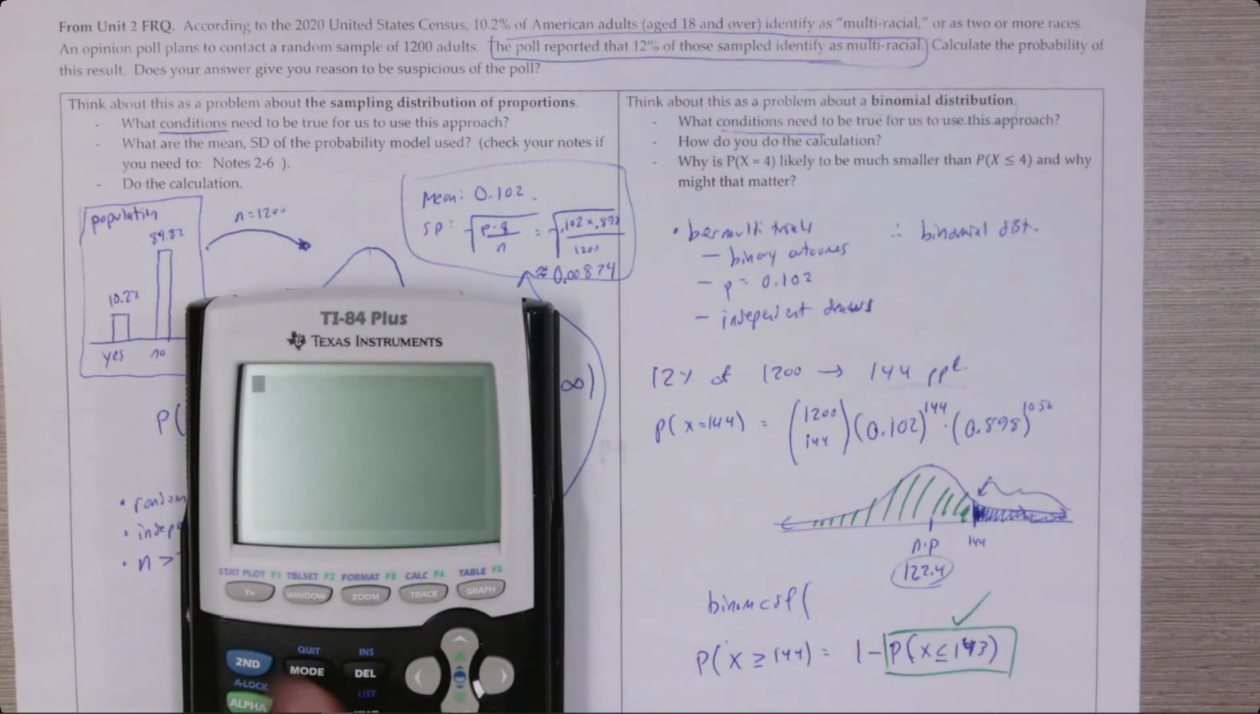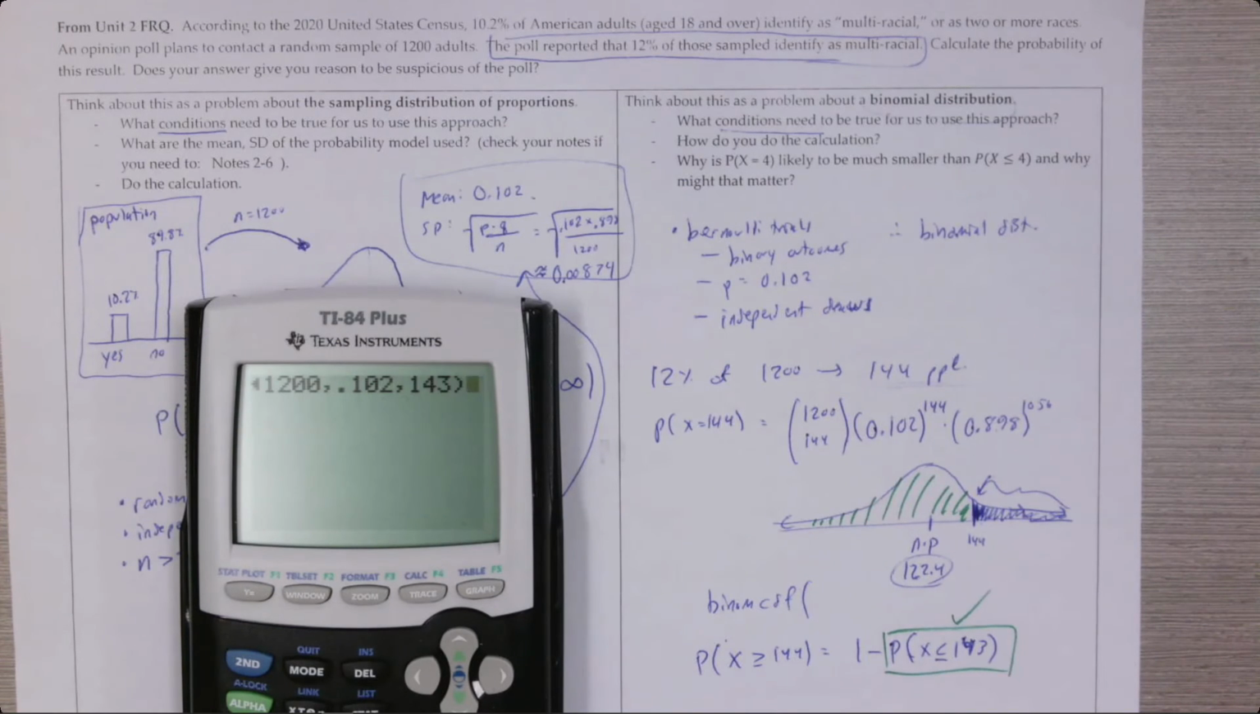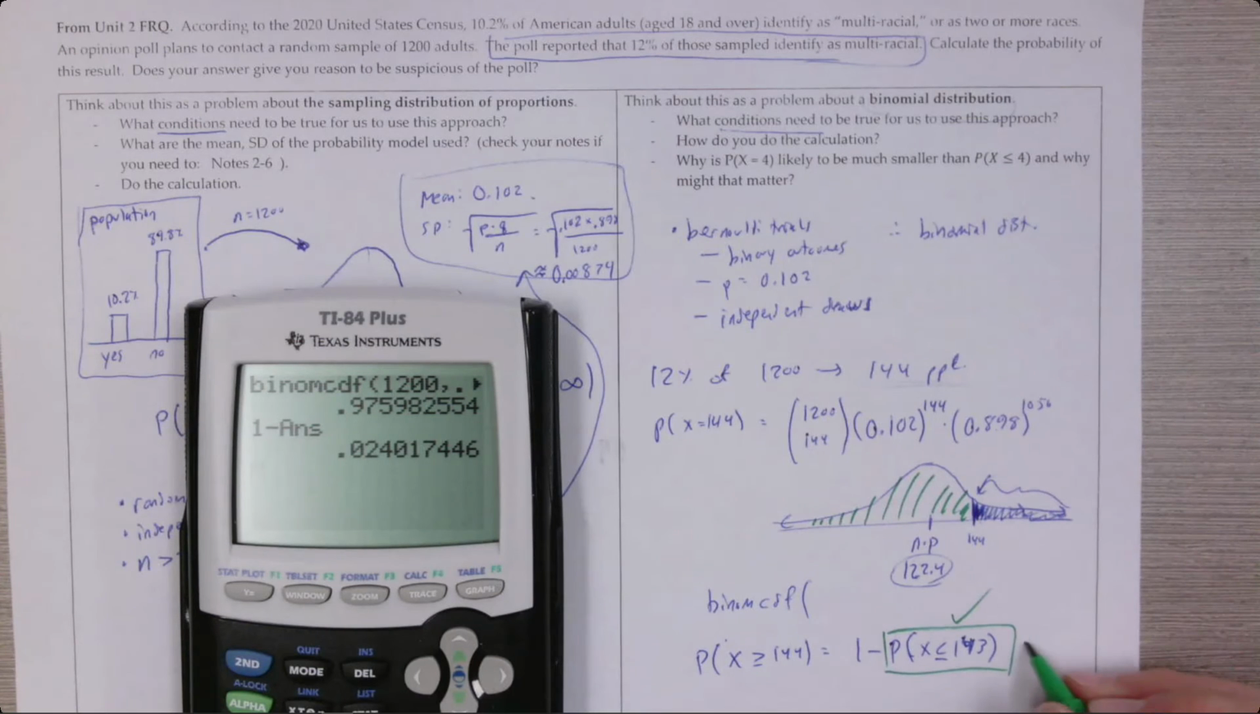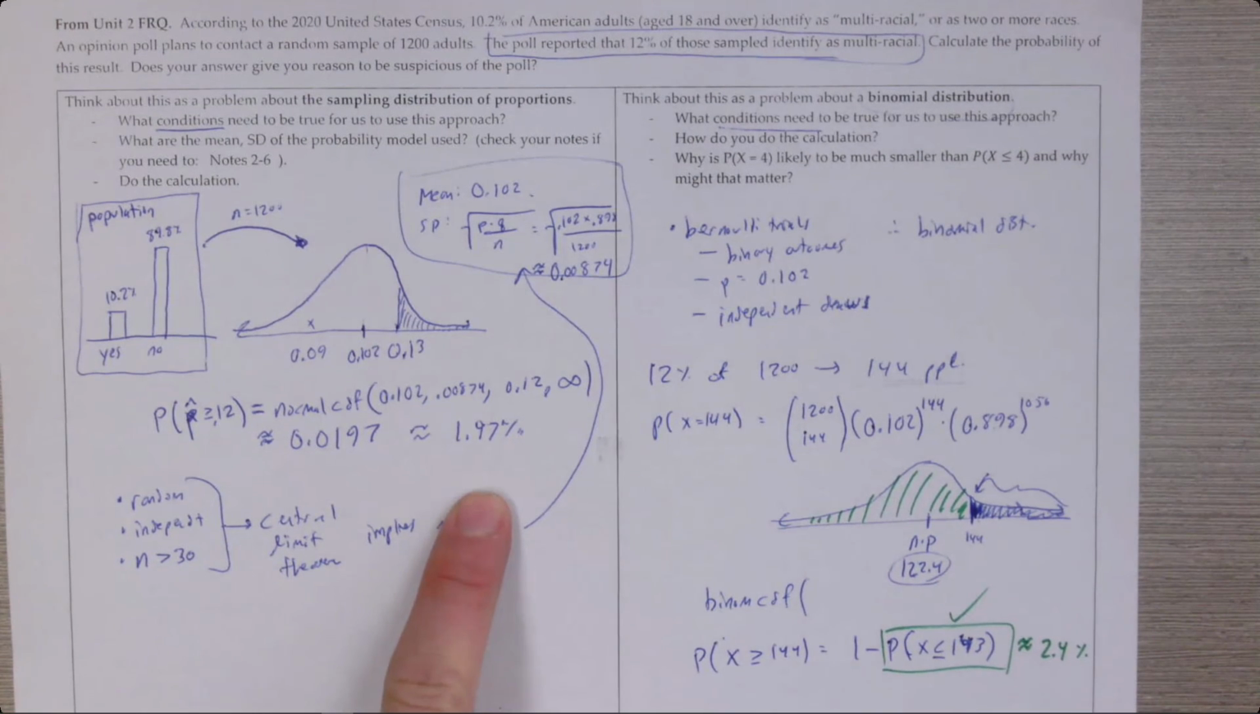So let's go back and try it again. Distribution, go down here to binomial CDF. 1,200, 10.2, okay, but now I want 143. And I want 1 minus that. So we'll say 1 minus, and you can go to second answer down here. All right, so now we've got 2.4% approximately. So it's a different answer than we got on this side, but they're both pretty close.